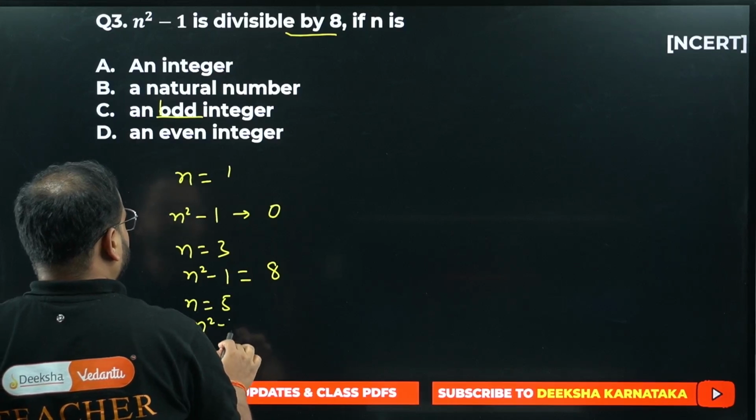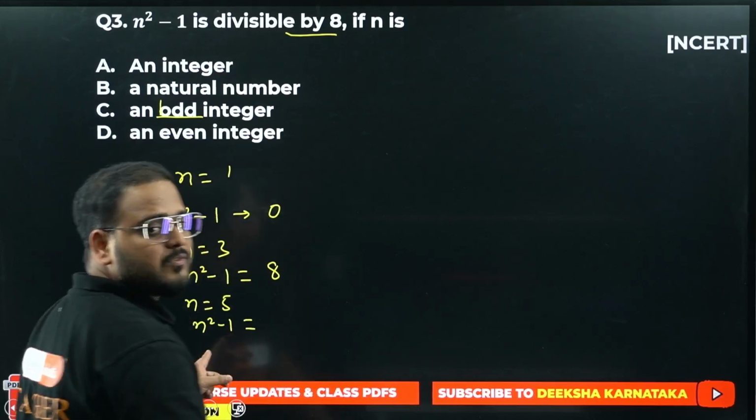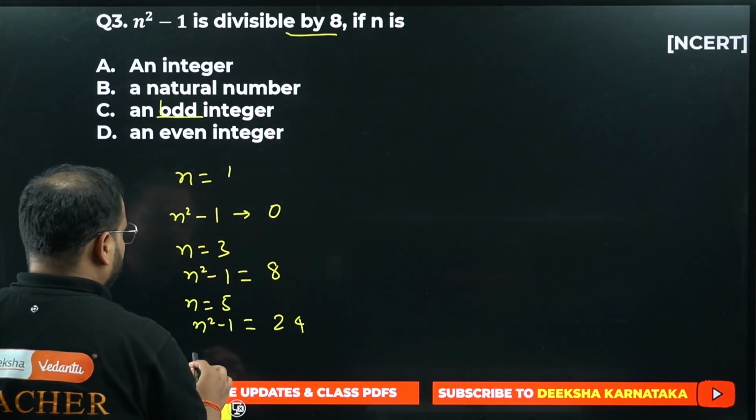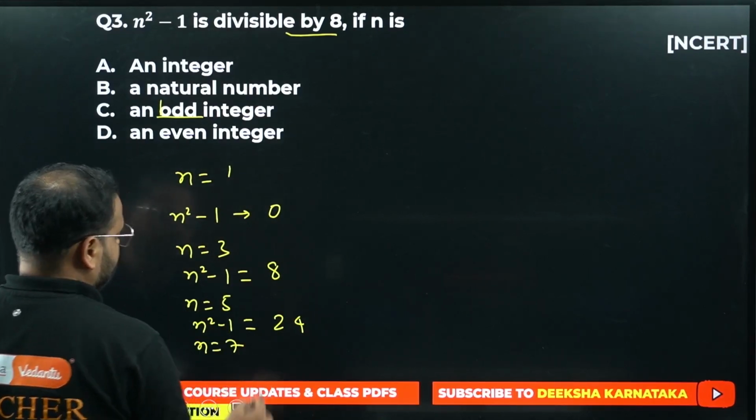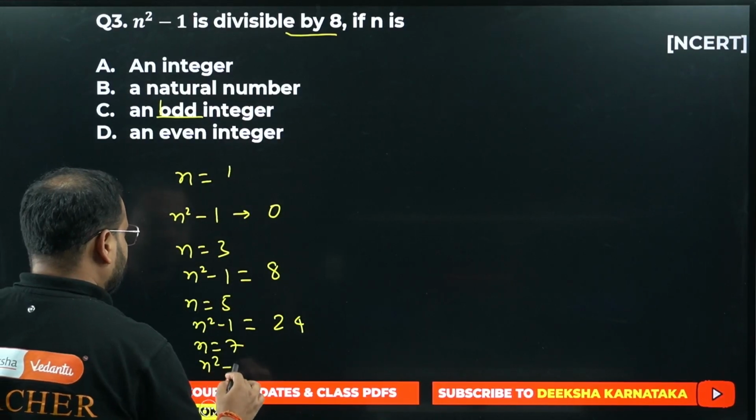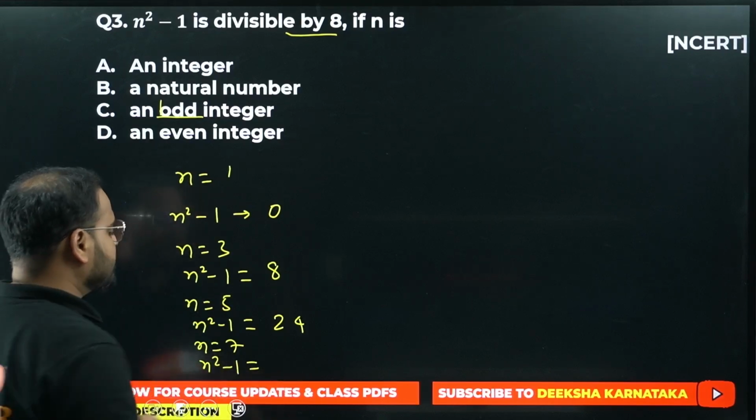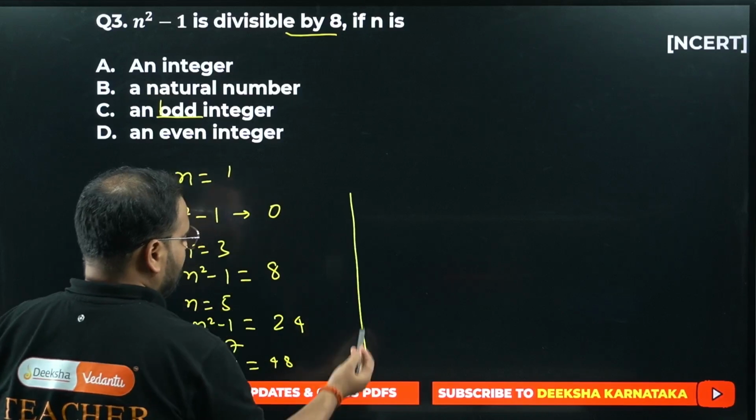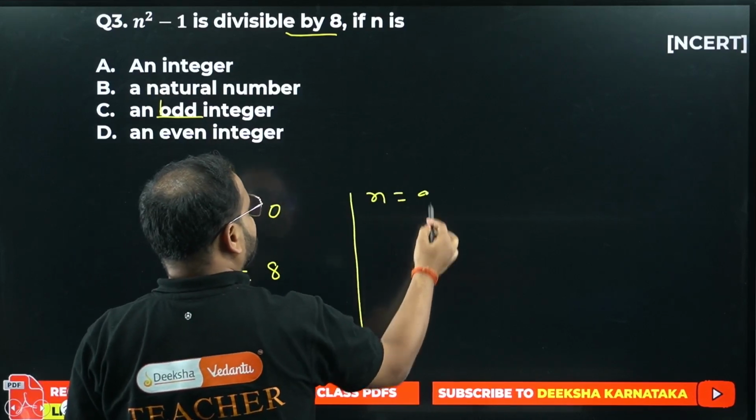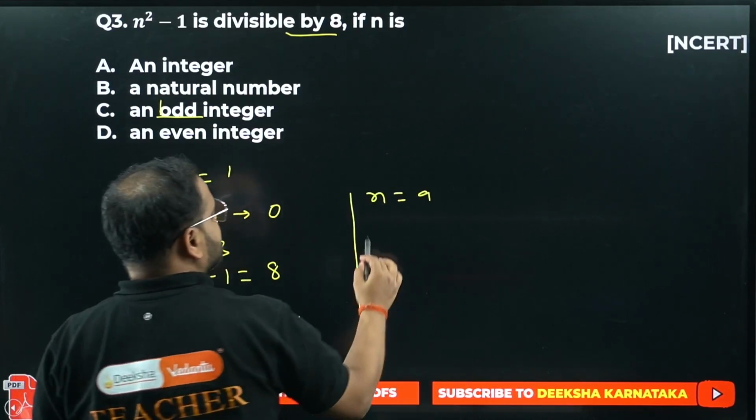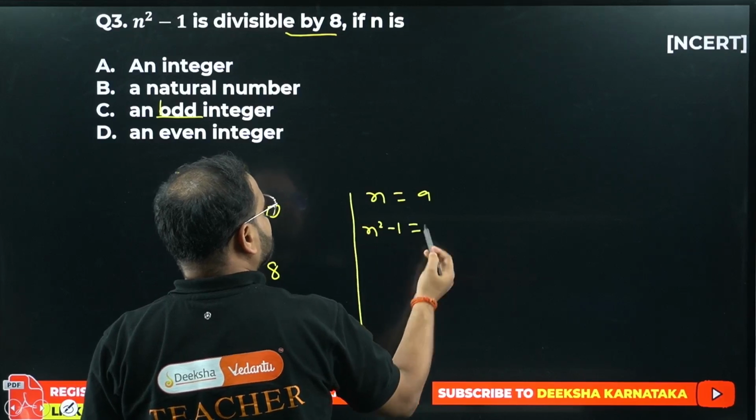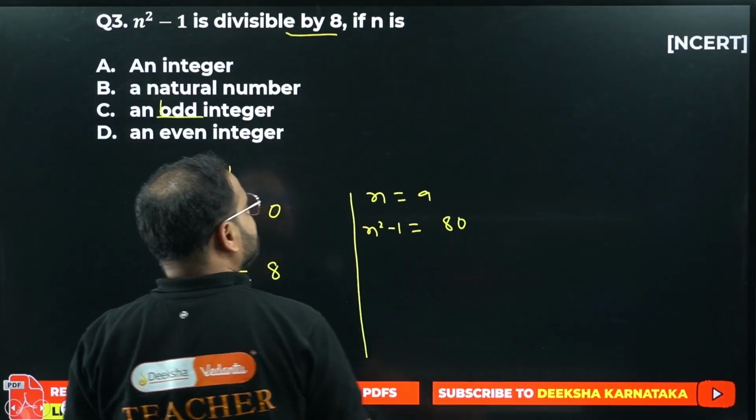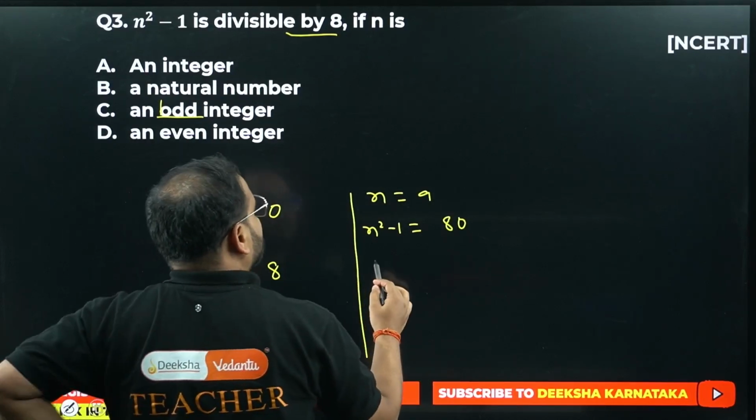So n square minus 1 will become 25 minus 1, which is 24. You can see the trend. Now put n equals 7. My n square minus 1 will become 49 minus 1, so 48. 8 6s are 48. I want to check more. N equals 9. 9 square is 81, minus 1 is 80. 8 10s are 80. Also divisible. If you want more, check more.